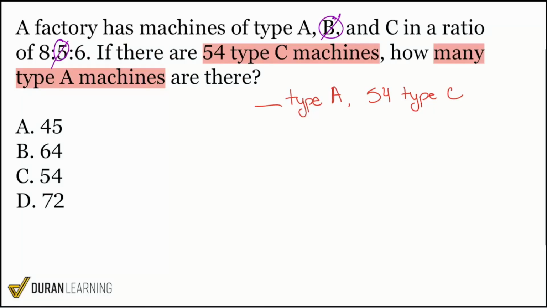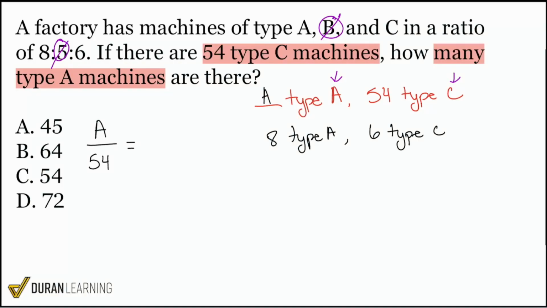I only care about A and C. And we have 8 and 6. 8 type A compared with 6 type C. And this tells me all the way that we have a proportion. Comparing the same things, A to C, in the same way, A to C. Let's go ahead and just use a capital A for type A. We have A over 54 equals 8 over 6.